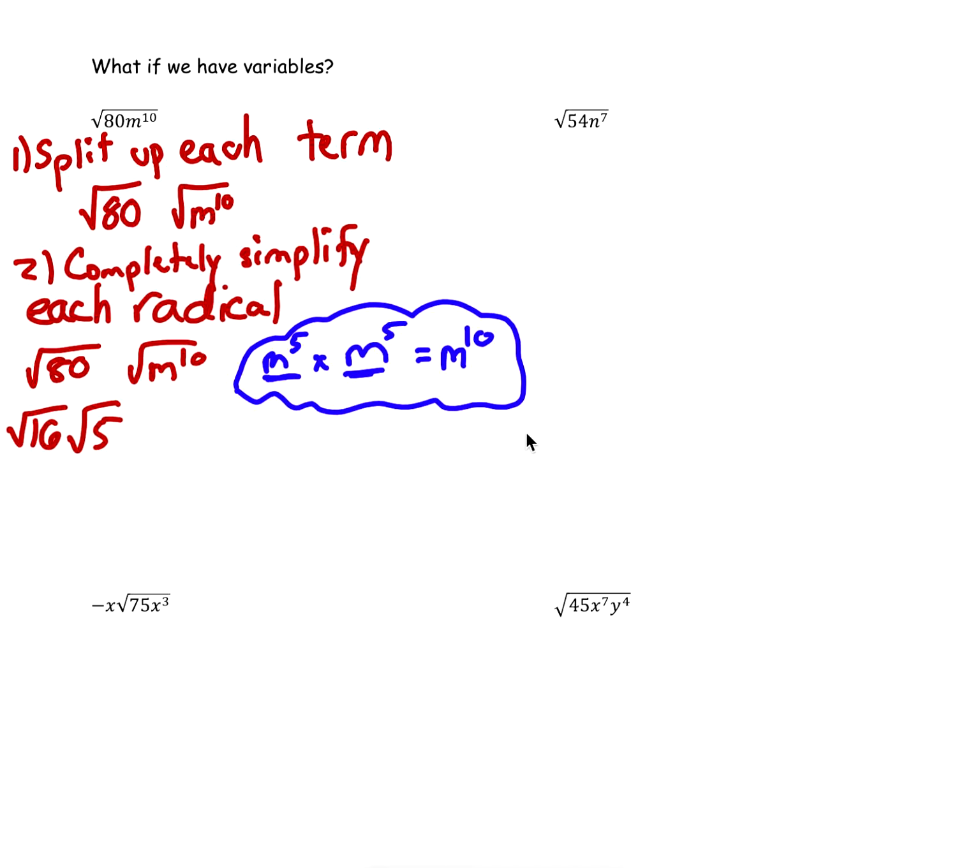So now we can continue simplifying that rad 16, which is 4, rad 5, and m to the 5th. And then we always just want to leave our radical at the end. So this would be 4, write the coefficient on the variable first, 4 m to the 5th rad 5. That's just good notation to use. So that is our simplified solution.